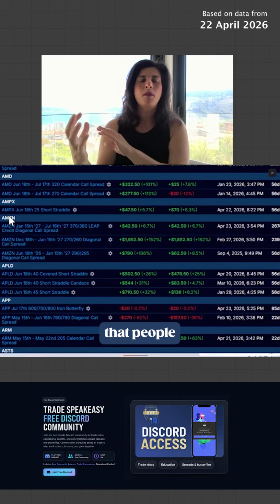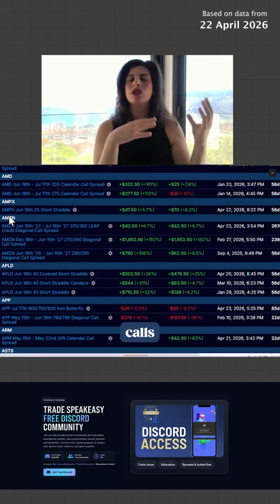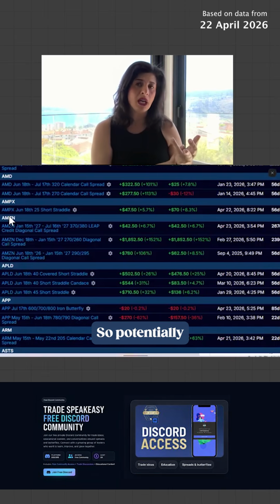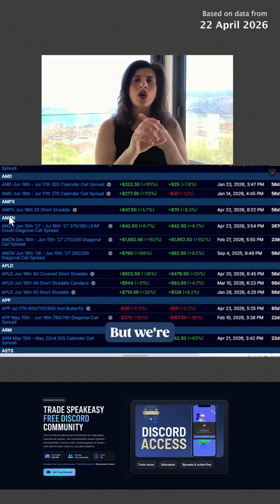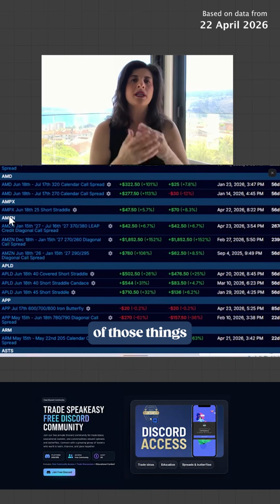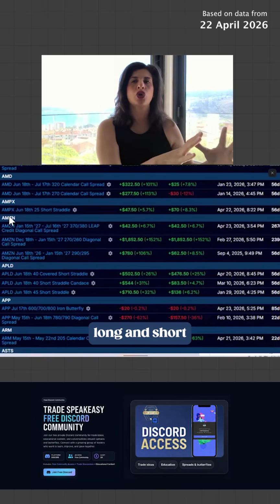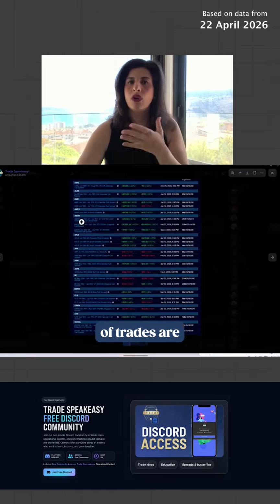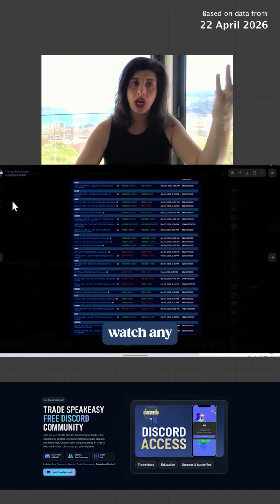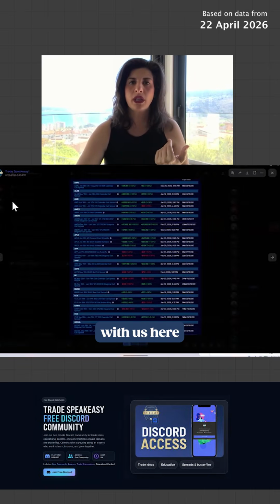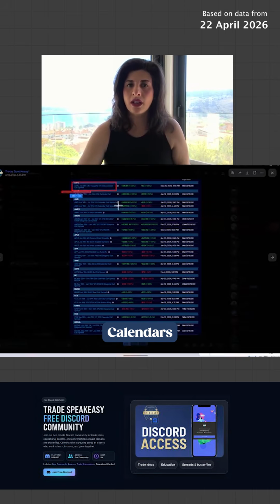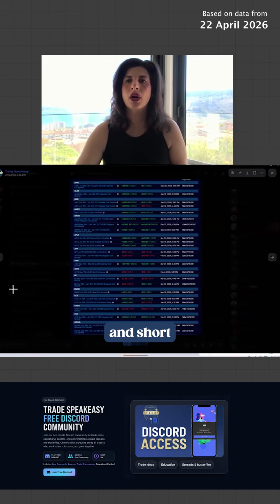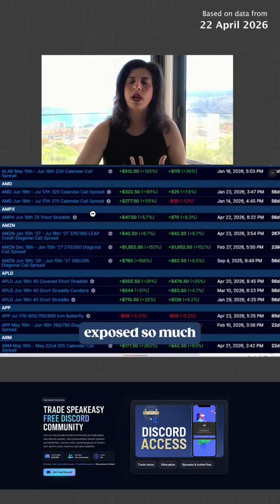Because one of the biggest things that people miscalculate with just long calls and long puts is the amount of time they need, and they just overexpose themselves to potentially theta decay and volatility decay. But we're not really so concerned about either of those things, because we are always positioned long and short in every single trade we're in. And you can see that even if you don't know what these types of trades are, you can always go and watch any of our videos or come in and do education with us. Here you'll see we have calendars, short straddles. These are all positions where you are both long and short the underlying, so that you aren't exposed so much to that theta decay.